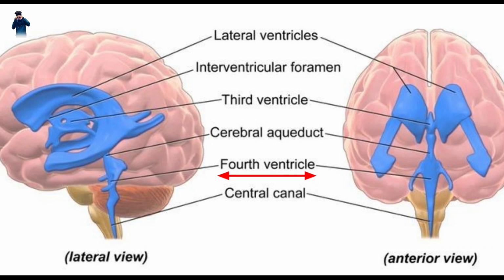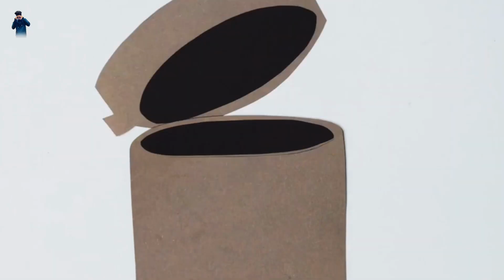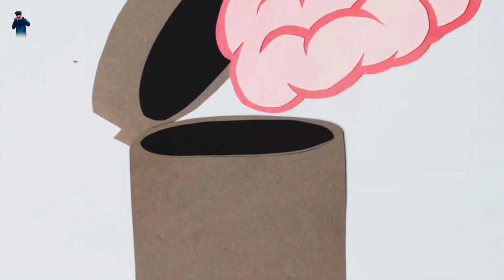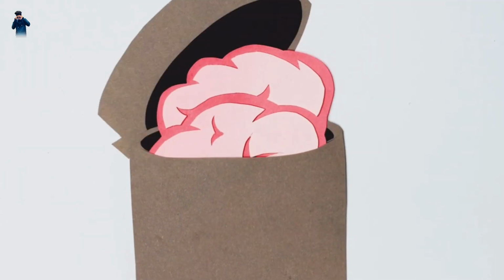The first and second ventricles connect with the third ventricle through a distinct opening termed the foramen of Monro. The communication between the third and the fourth ventricle takes place via the aqueduct of Sylvius, which is a long tube.